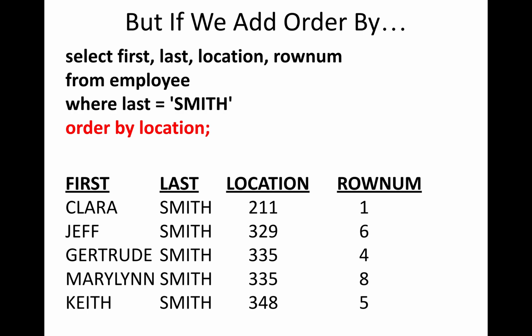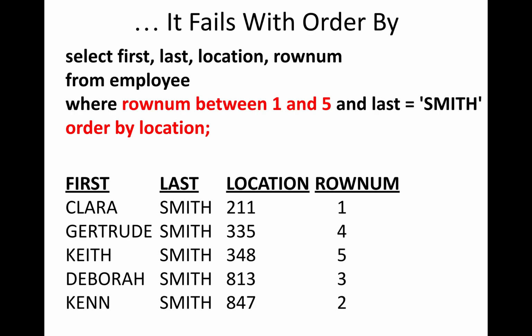So now if you ask for row numbers 1 through 5, you're not going to get the same ones that are in here. You would not get number 8, for instance. You would not get number 6. You would get a different subset. So you get the wrong set of 5 folks if you mix the ORDER BY with the ROWNUM.